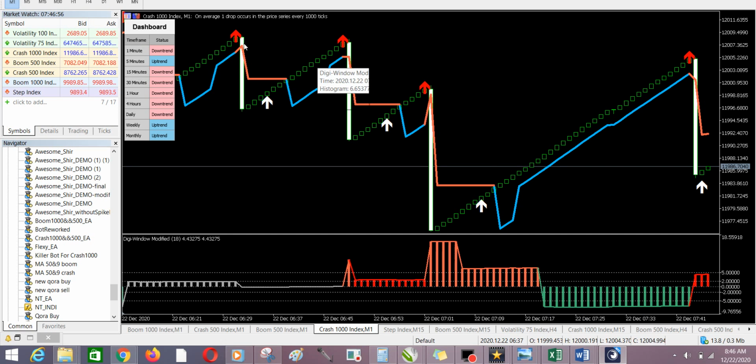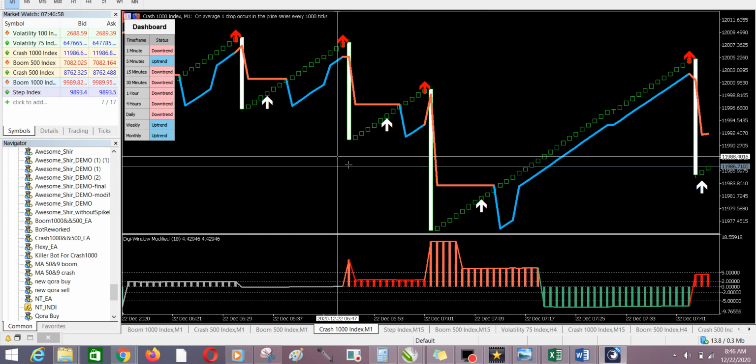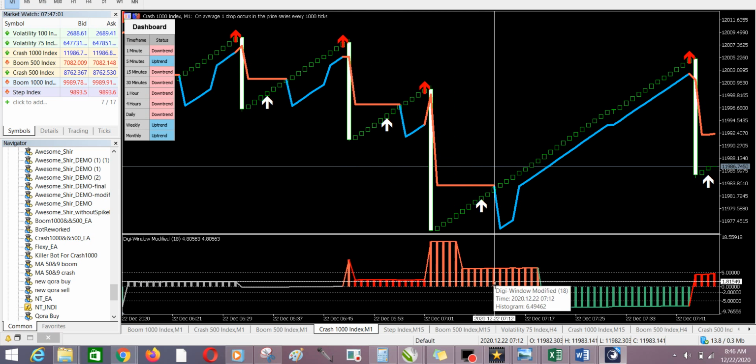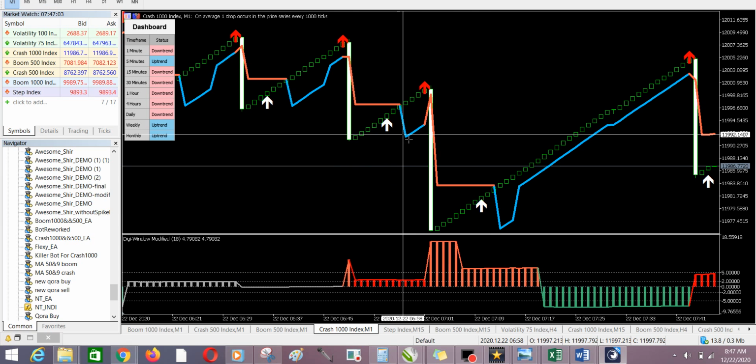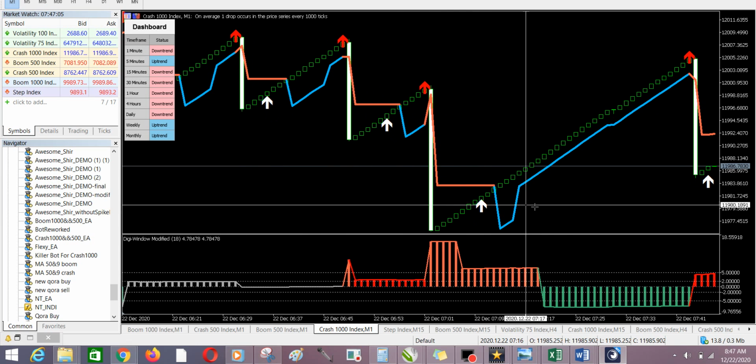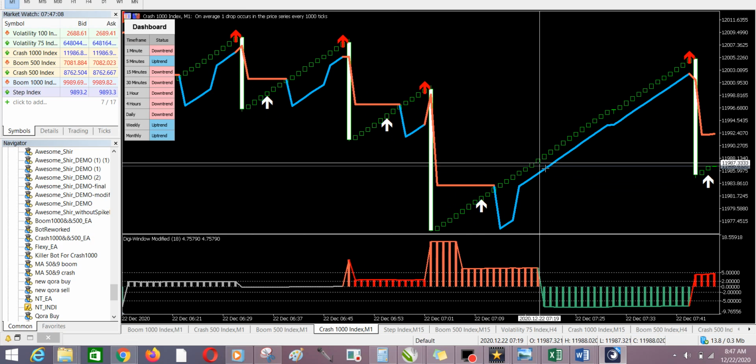But check out this. When we got our buy signal here, it is around the red region, so it was not confirmed because it is just coming from a very long downtrend. Okay, so it got confirmed here.